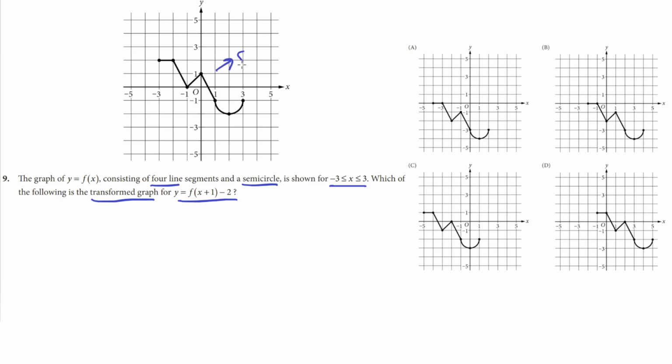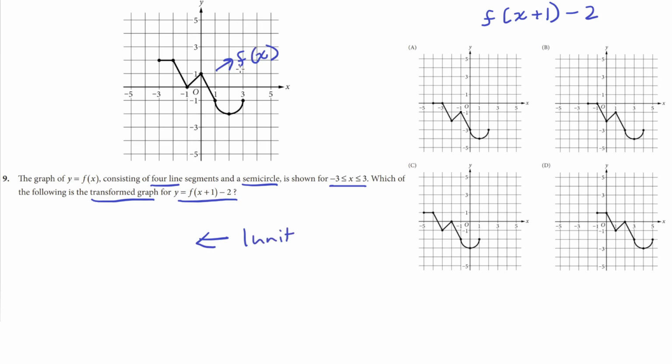So this graph here is y equals f of x, and we need to find out which one of these is the graph of y equals f of x plus 1 minus 2. So we see two transformations here. First, we're adding 1 to the input of the function. So when we add 1 to the x value, that's the equivalent of shifting the graph 1 unit to the left.